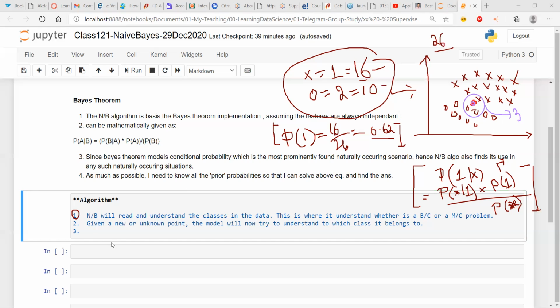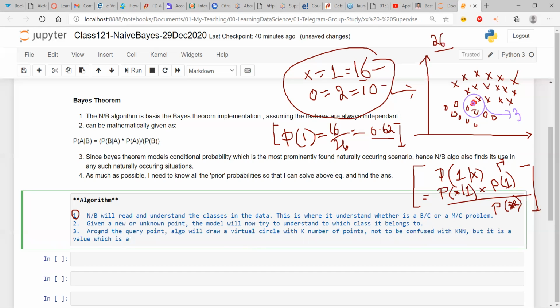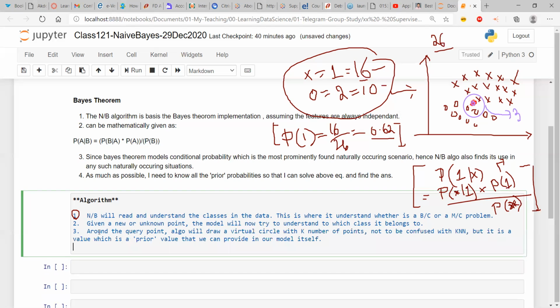It has drawn a circle. So let me just write it down. Around the query point, my algorithm will draw a virtual circle with k number of points, not to be confused with k nearest neighbor, but it is a prior value that we can provide in our model itself if we want to, or otherwise it takes a random value. In that case also it is going to perform quite well.